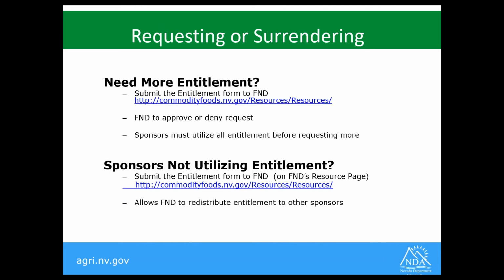Requesting or surrendering entitlement. Sponsors that need more entitlement must fill out their entitlement surrender form found on our resource page. You should have depleted your entitlement before requesting more. If you know you are completely done ordering processed end products or USDA direct delivery items, please think about surrendering your remaining entitlement. It really does no good if you are leaving your entitlement on the table. Instead, we can offer your remaining entitlement to sponsors that need to order more products to finish out the school year. Our goal is for sponsors to use 100% of their entitlement.